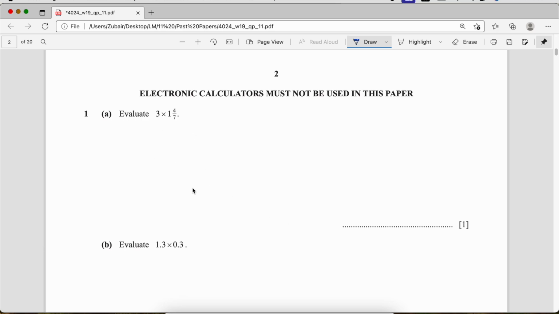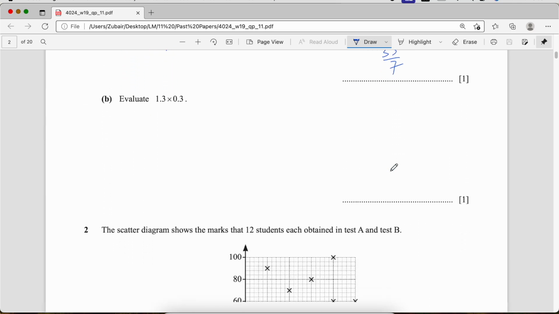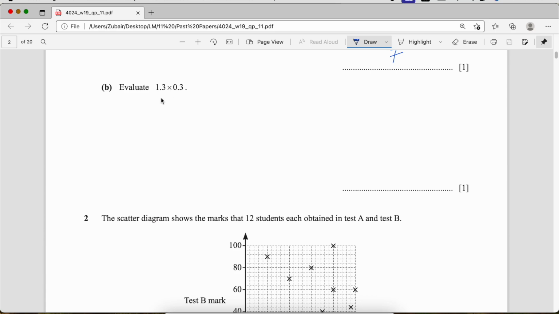So, evaluate 3 into 1, 4 by 7. 3 into 7 one time is 7. 7 plus 4, 11 by 7. So 11 into 3 is 33 by 7. I'll just keep solving it. If you face any problem or you want to try a different method, do let me know.